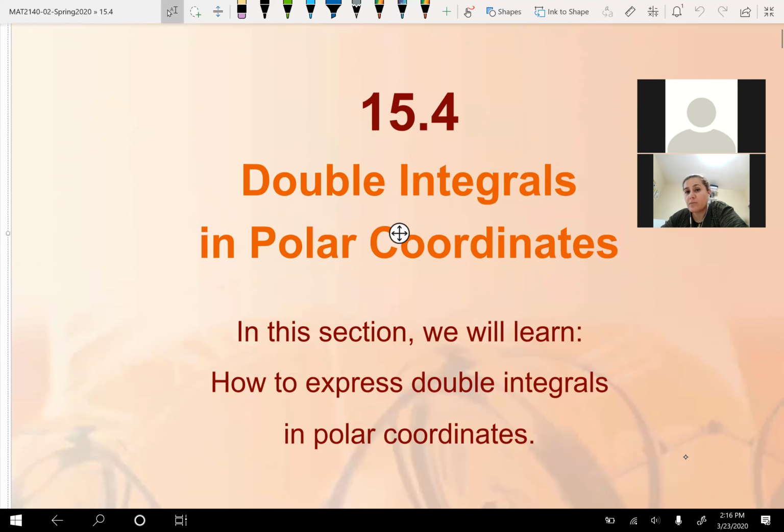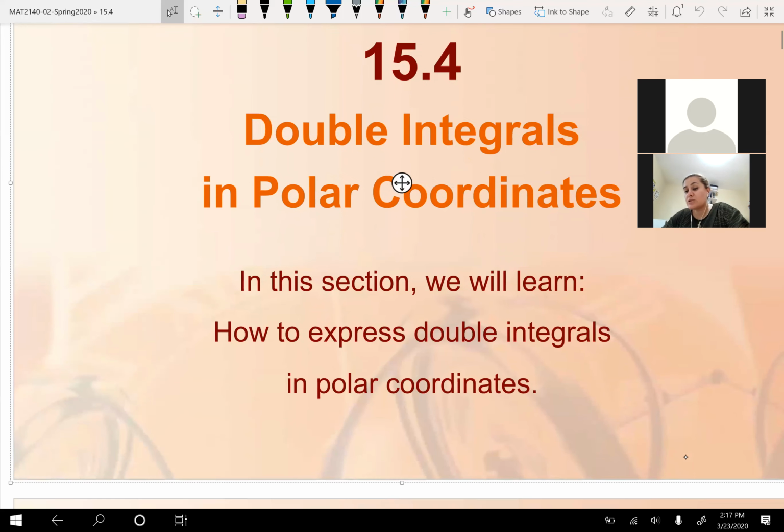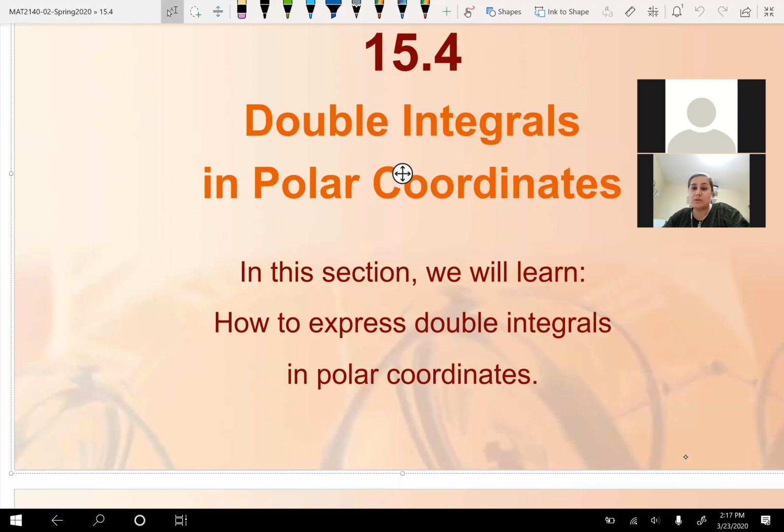So let's go back to this one. This is just a new section, brand new integration. But if you don't remember what a polar coordinate is, that's still fine. That's just something that we covered in Calculus 2.